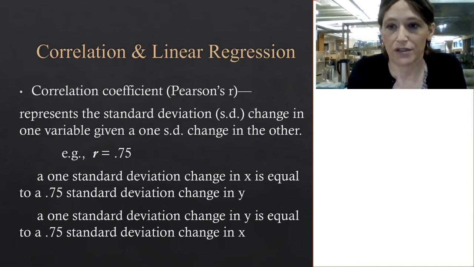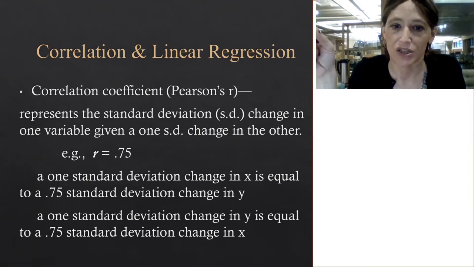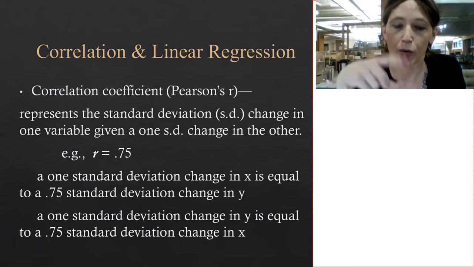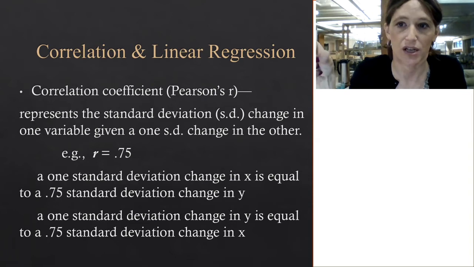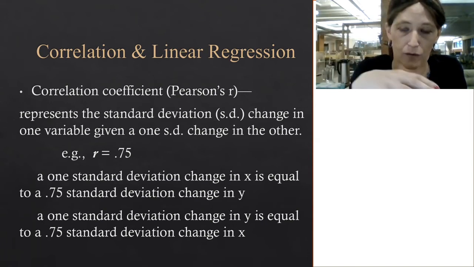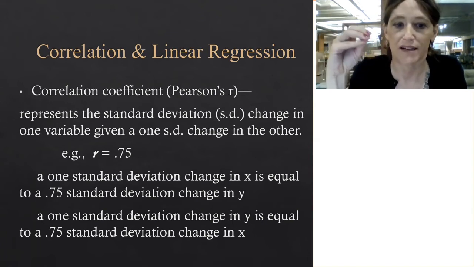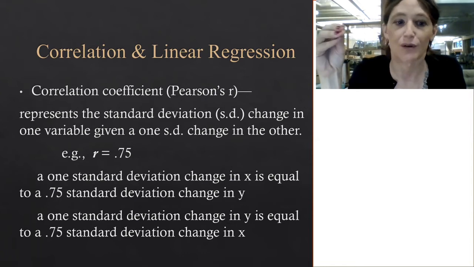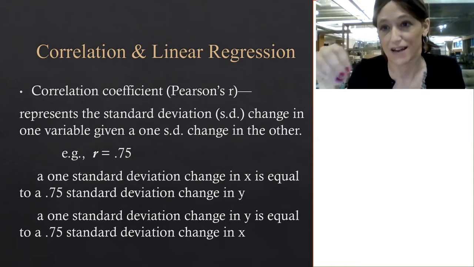The correlation coefficient, Pearson's R, represents the standard deviation change in one variable given a 1 standard deviation change in the other. So for example, when the Pearson's correlation coefficient equals 0.75, a 1 standard deviation change in X is equal to a 0.75 standard deviation change in Y, okay? Likewise, since it doesn't matter which one we put as Y versus X, a 1 standard deviation change in Y is also equal to a 0.75 standard deviation change in X.